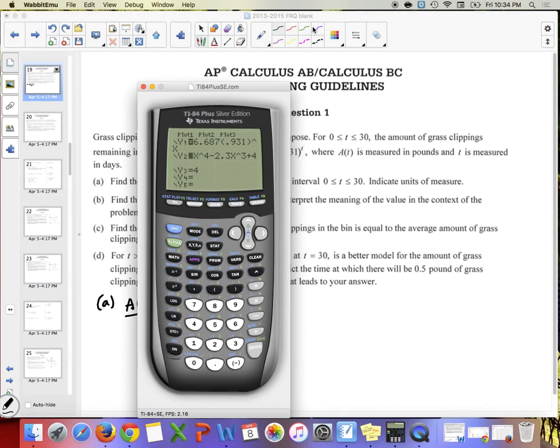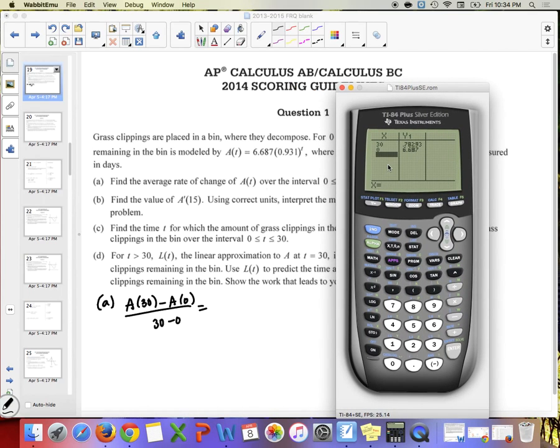So I've already put my A of t in for y1. So I'm going to go to second table, and I'm going to plug in 30. Oops, I need to make my independent variable ask. I don't know why it wasn't set that way. I plug in 30 and I get a certain y value. Okay, so my y value is 0.78293. And when I plug in 0, I get 6.687. All right, so I'm going to subtract those two.